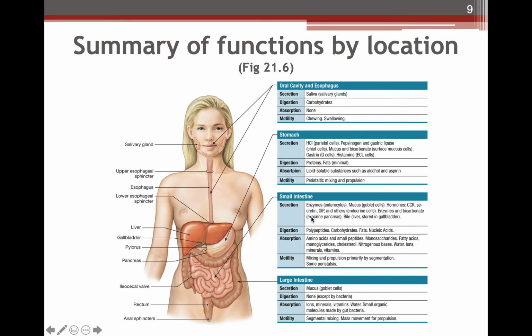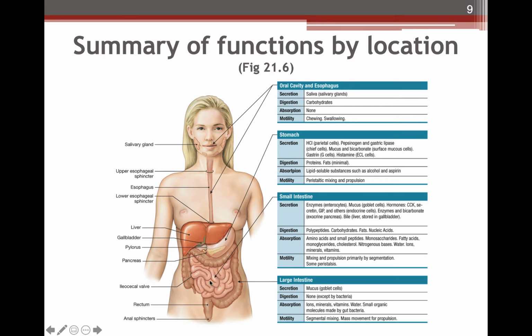The small intestine is where the vast majority of your digestion and absorption is going to happen. So the small intestine is super, super important to the digestive process. And then the large intestine is just sort of a victory lap, basically, for your food.